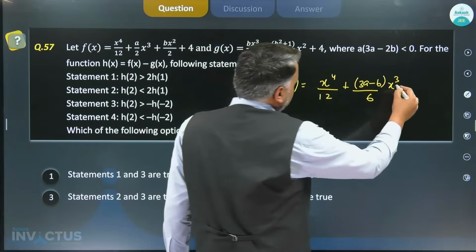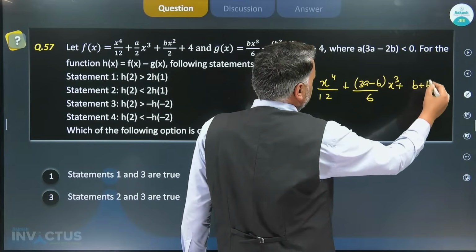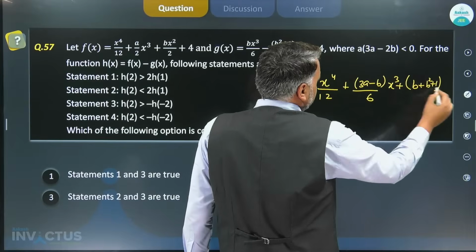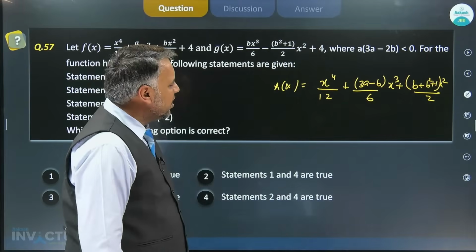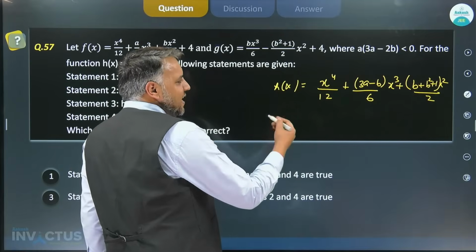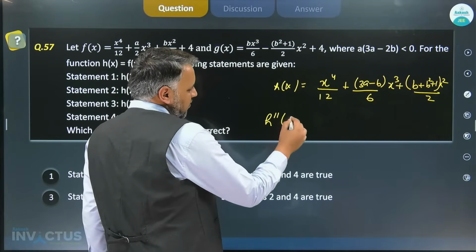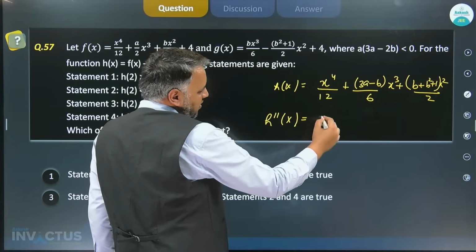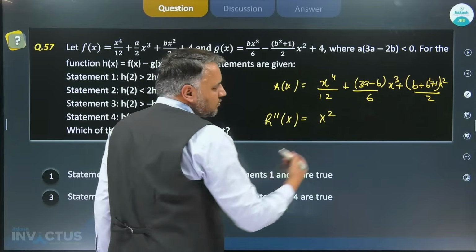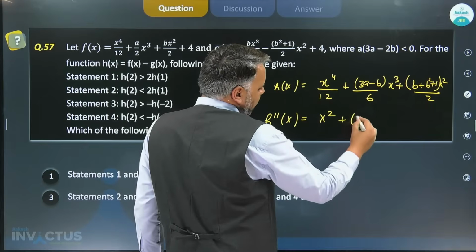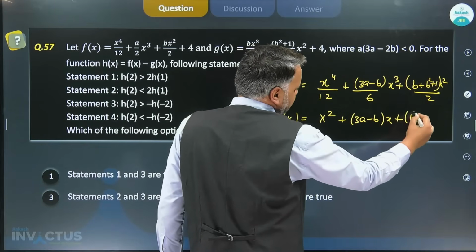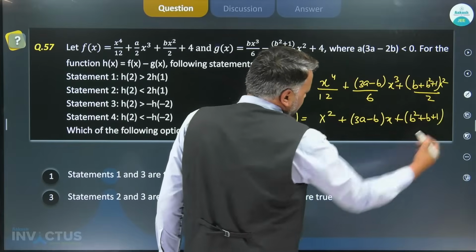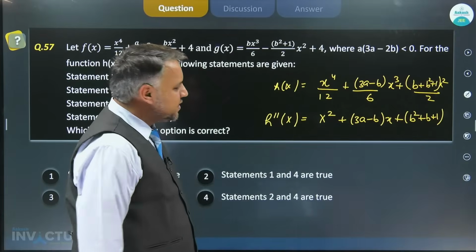And plus b square plus 1 x square by 2. I think this will be hx. Very simple. So if you calculate h double dash x, that will be x square plus 3a minus b x and plus b square plus b plus 1. This is h double dash x.